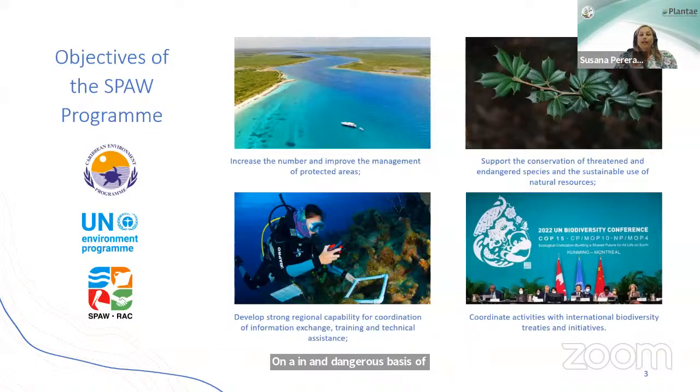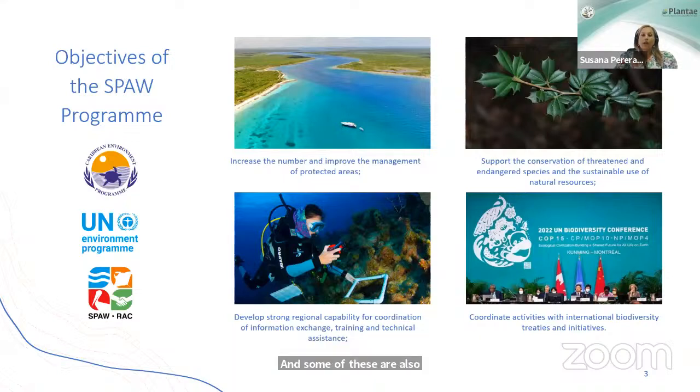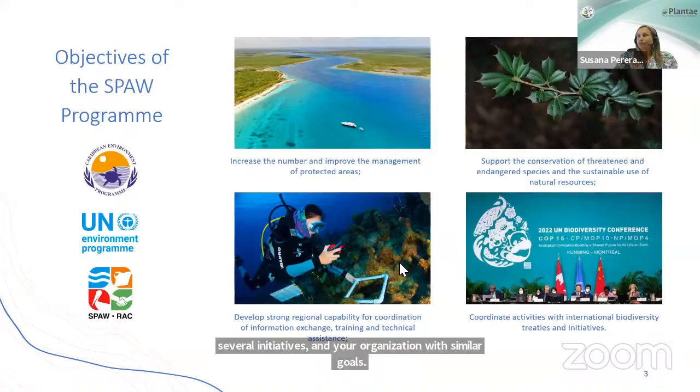I wanted to highlight that CITES has over 33,000 plant species, and some of these are also included in the SPAW annexes that I will comment on before. Also, we promote collaboration with other regional CITES programs and several initiative projects and regional organizations with similar goals to the SPAW protocol.